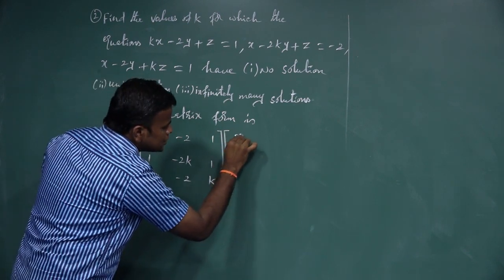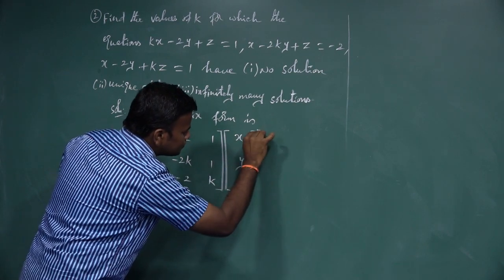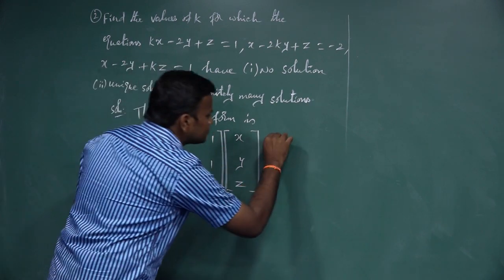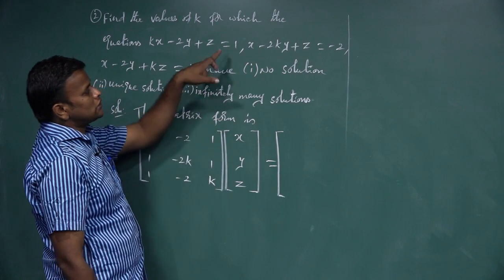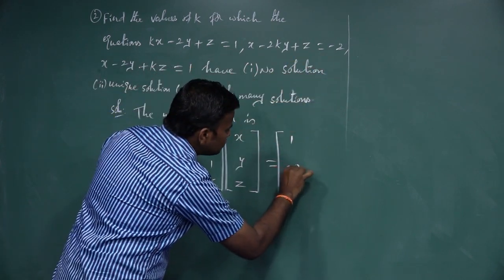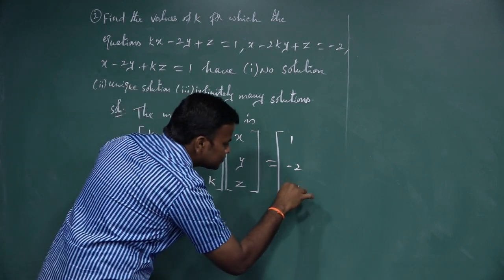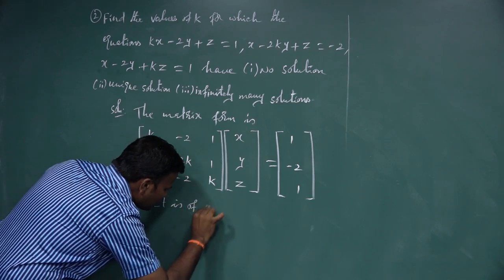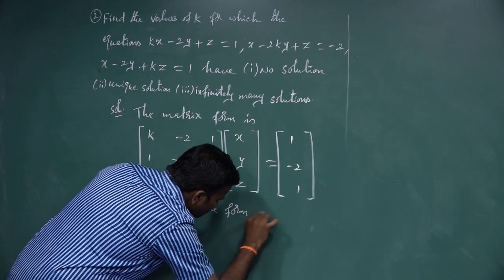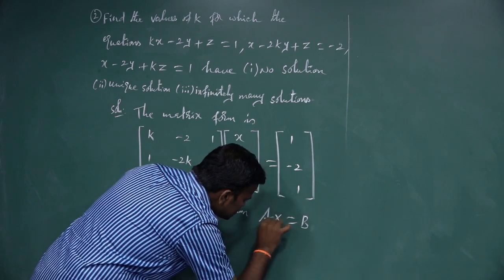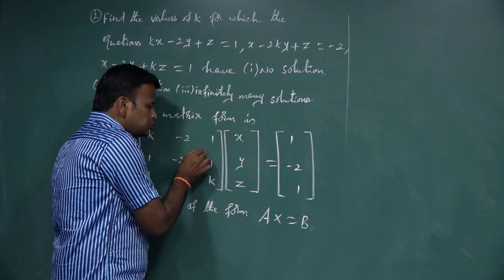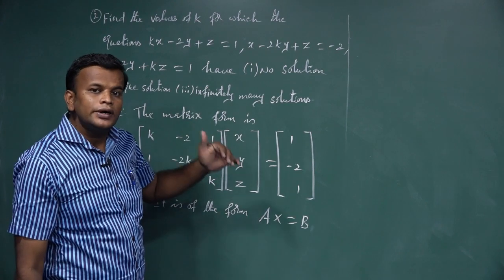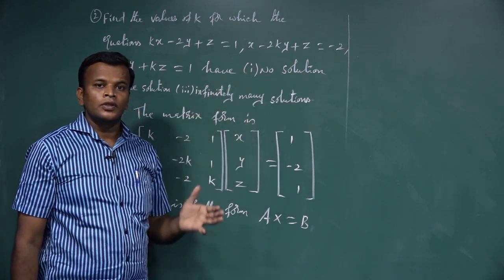Our next one is the matrix x, y, z, which is equal to the RHS, the constant values. The constants of the equations are 1 for the first, minus 2 for the second, and 1 for the third. Now it is of the form AX is equal to B. That is, this matrix is called A, that matrix is X, and the RHS matrix is B. So the first step is to convert the system of equations into matrix form. What is the next step?